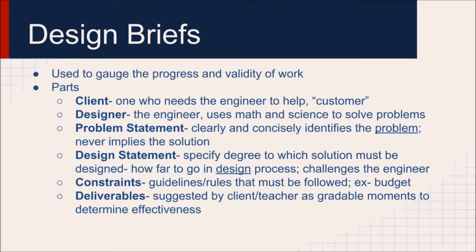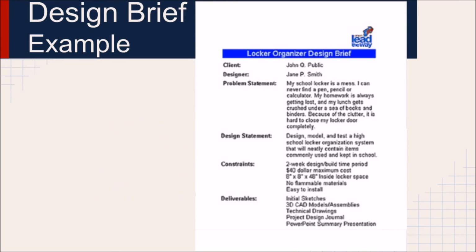Parts. A client, one who needs the engineer to help a customer. Designer, the engineer who uses math and science to solve problems. The problem statement clearly and concisely identifies the problem, never implies the solution. Design statement, specify degree to which the solution must be designed, how far to go in the design process, and challenges the engineer must face. Constraints, guidelines/rules that must be followed, for example, the budget. Deliverables, suggested by the client or teacher as gradable moments to determine effectiveness. This is an example of a design brief.